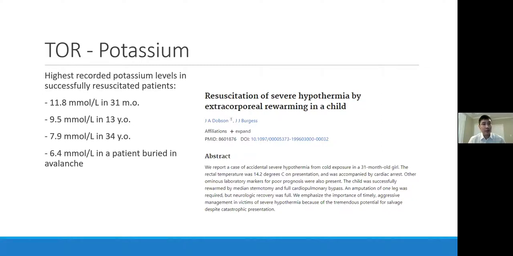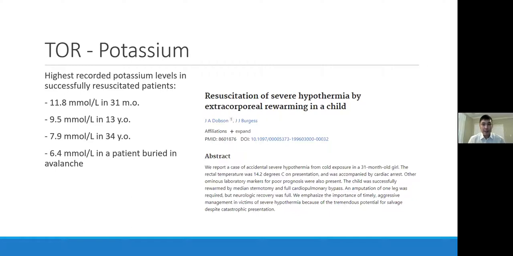The highest recorded potassium levels in successfully resuscitated patients are seen on the left. It's 11.8 millimoles per liter in a 31-month-old, and you can see the abstract for that crazy case on the right. In a 13-year-old, the highest was 9.5. There's a recorded 7.9 in a 34-year-old who survived. And then the highest in an avalanche patient is 6.4 millimoles per liter.